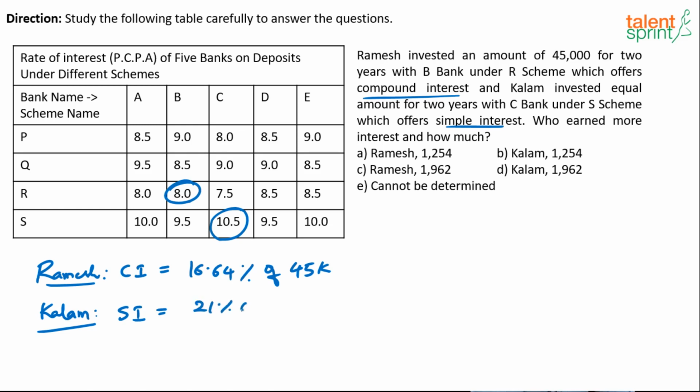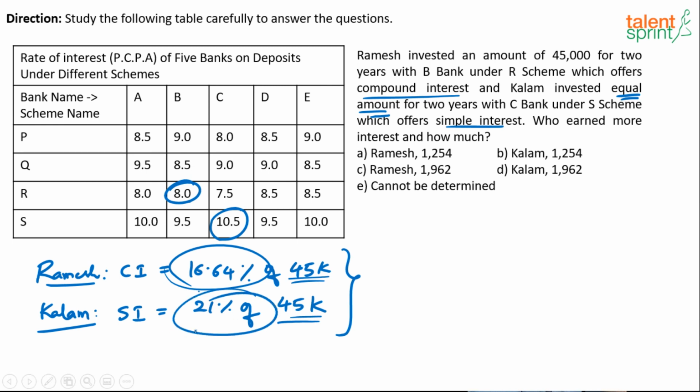See, 10.5% per year. So in 2 years, how much will you get? 21%. 21% of what? Invested equal amount, it says. Equal amount meaning the same amount. 21% of 45,000. So who would get more interest? Obviously Kalam would get more, because the principal is same, right? 45,000, 45,000. This is only 16.64%. Although it is compound interest, it is only 16.64. This is simple interest, this is 21%. So Kalam would get more.